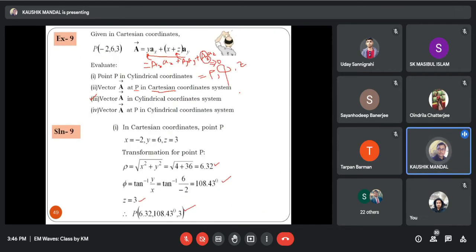Next, question number 4 means vector A. Now, the same vector, you have to find out at point P. That means what you have to do? We have to put the values of -2, 6, and 3 in that equation. No, you have to directly put this value. P you have already found out: P equal to 6.32, that is rho, that is phi, that is z. So you can directly put these values.